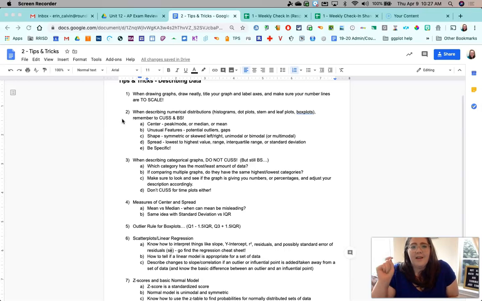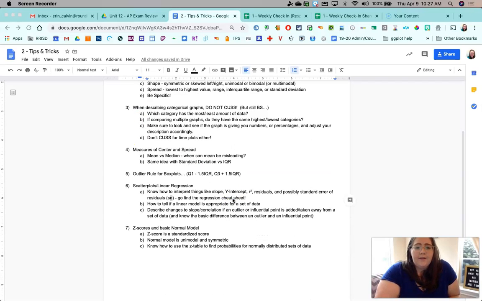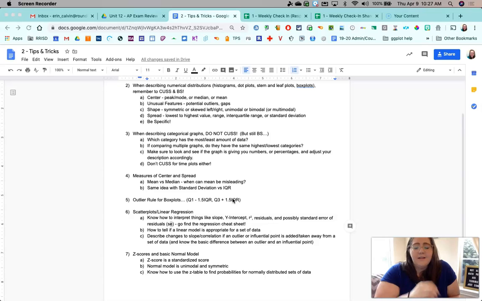So that goes with context. Make sure you're using words from the problem, but also make sure you are listing things and talking as specifically as you can. When you are describing categorical graphs, do not CUSS. You still want to be specific, but you are not talking about it in terms of center, shape, spread, and unusual features.